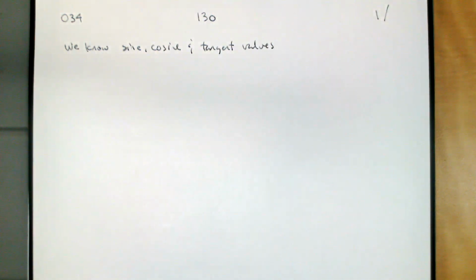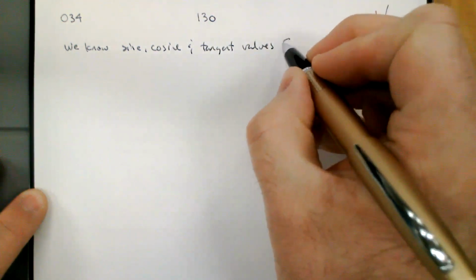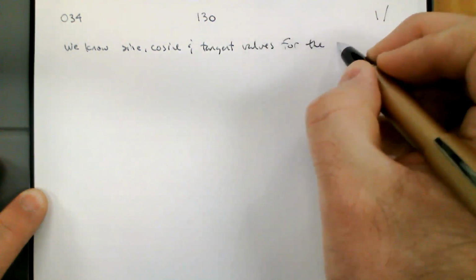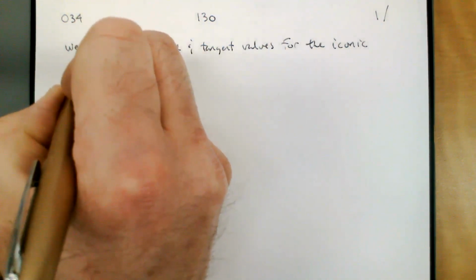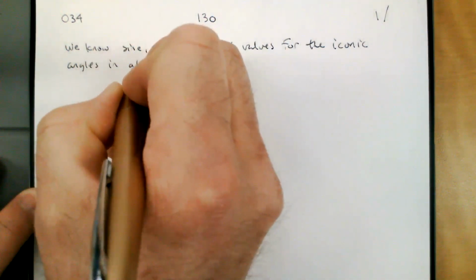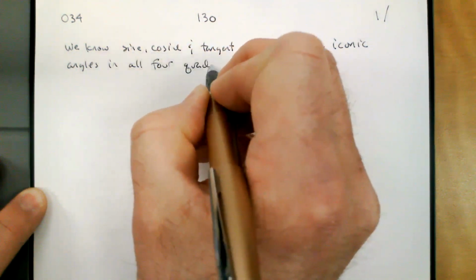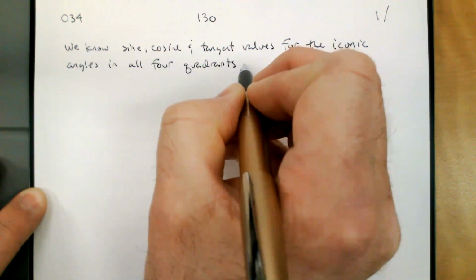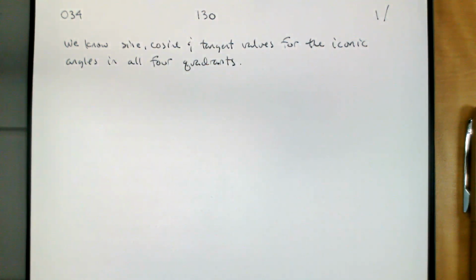We know sine, cosine, and tangent values for our iconic angles. That's the 30, 45, 60, and the quadrant angles.